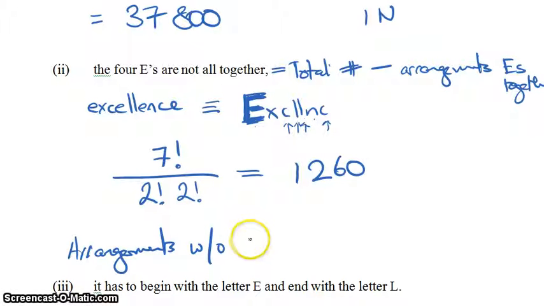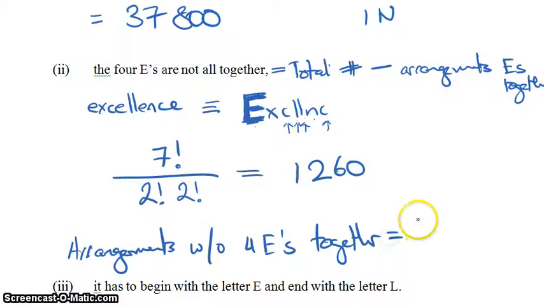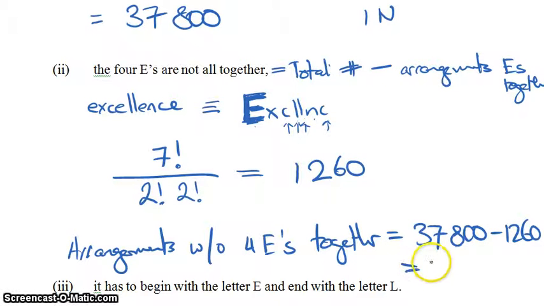So going back to the original question, the arrangements without the 4 E's together will be 37,800 from the first part, minus 1,260 from what we just worked out before, to give us 36,540.